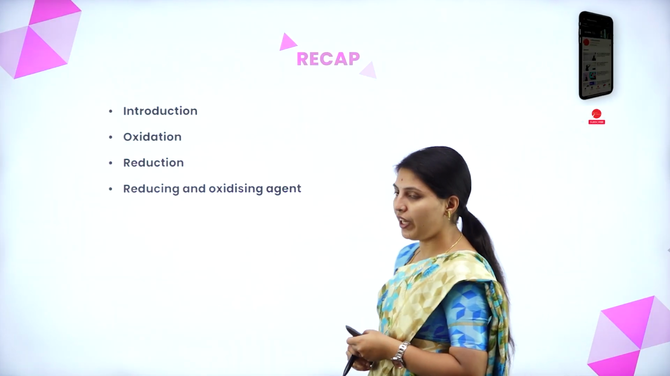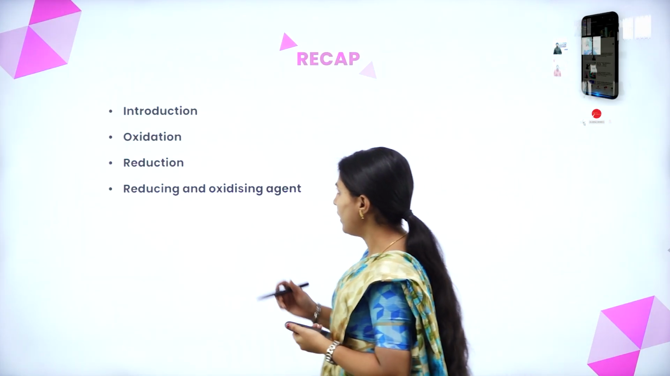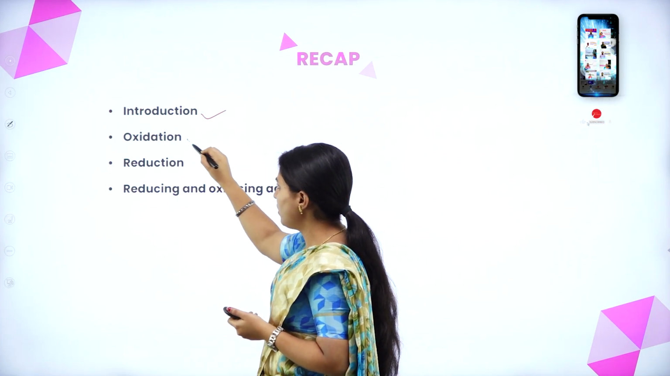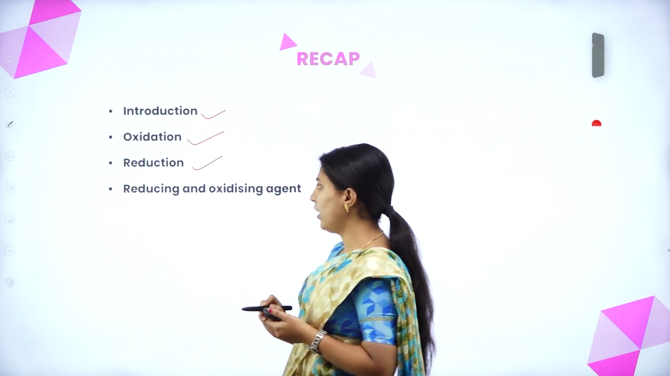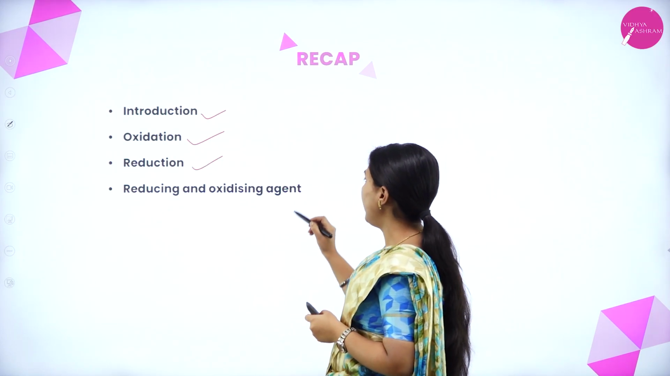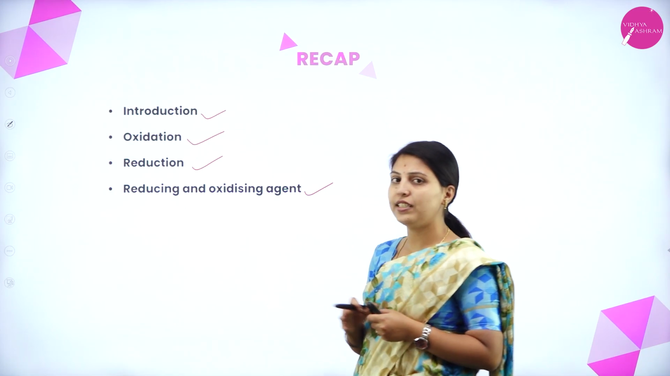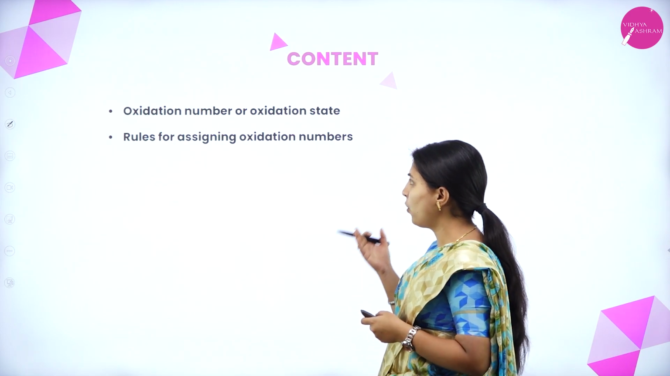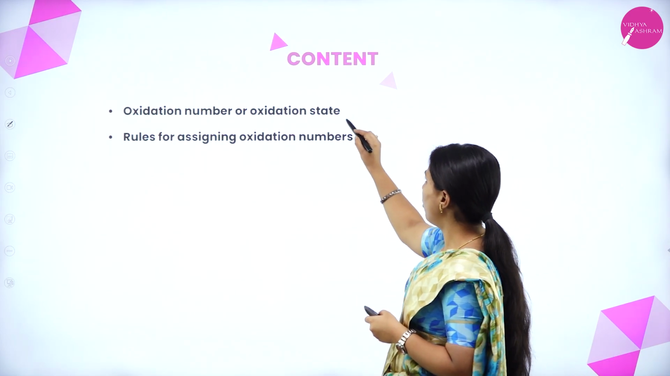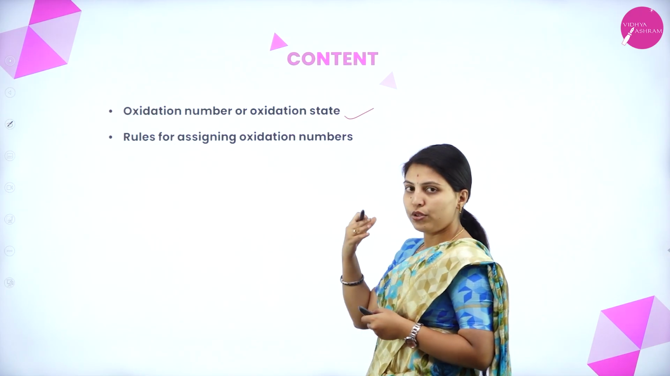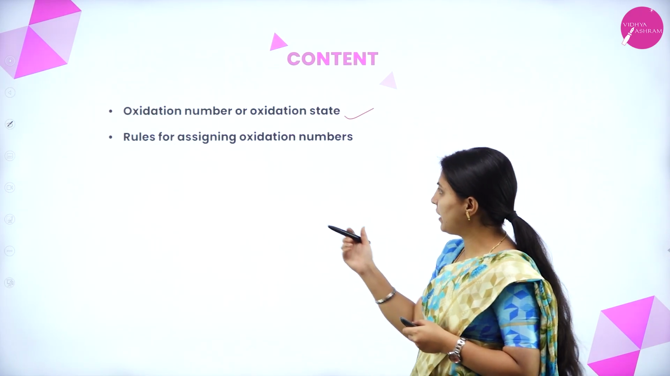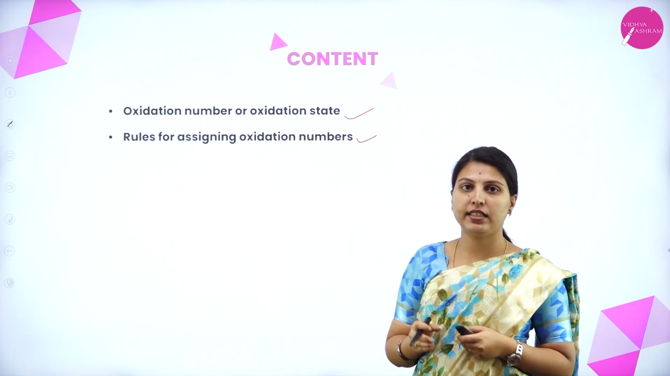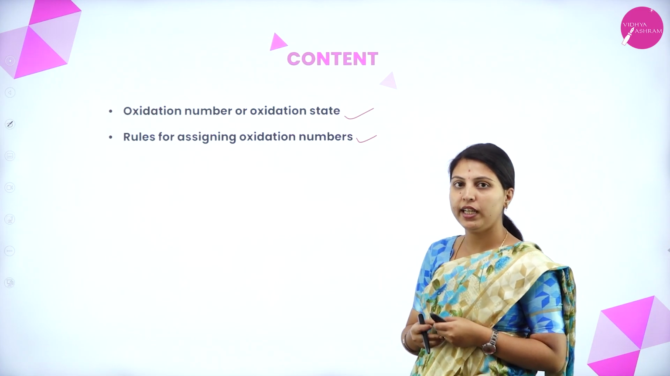In the last class we discussed many introductory points of redox reaction: what is oxidation, what is reduction, and what we mean by reducing and oxidizing agent. These are the contents we discussed in the previous session. In today's session, we will discuss what is oxidation number or oxidation state and how to analyze those oxidation numbers, that is, the rules for assigning oxidation numbers. These two topics we will discuss in today's session with many examples.